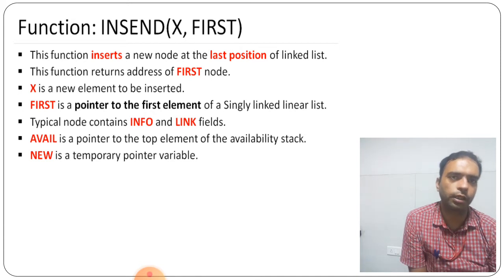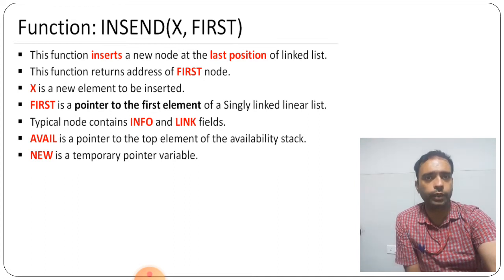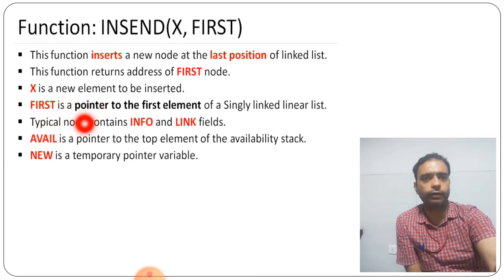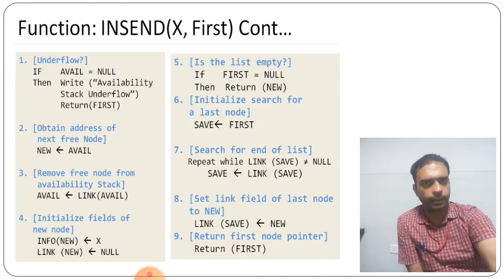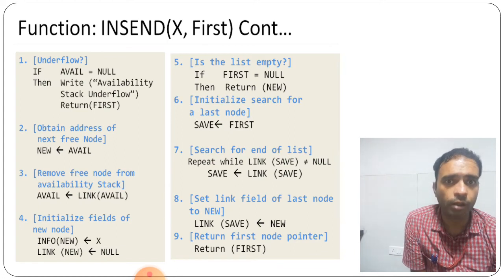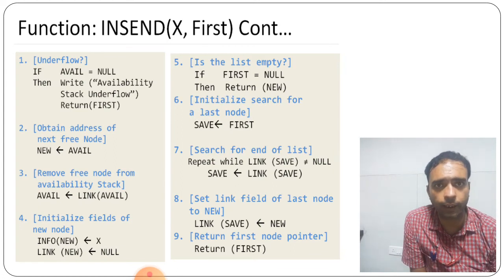end means last position of the linked list. How we will do that, we will see here. x is the new element, first is the pointer, and now info and link fields are given. Avail is the pointer to the top element, and new is the temporary pointer variable. Same things are given here. Now how we will insert that part, we will see here.